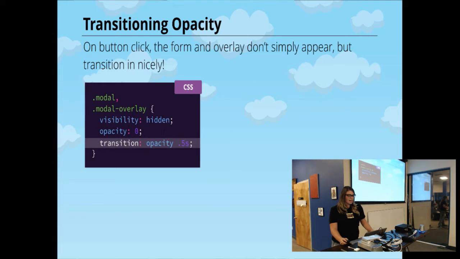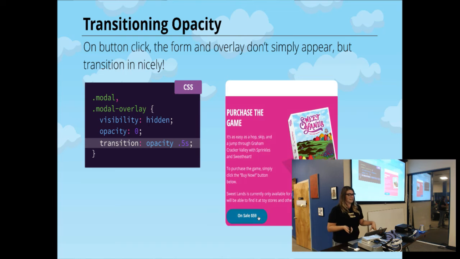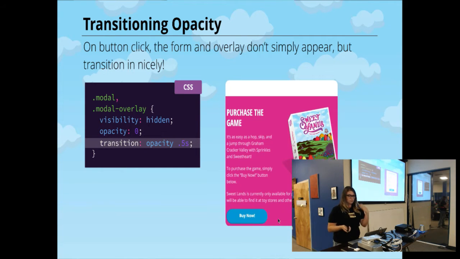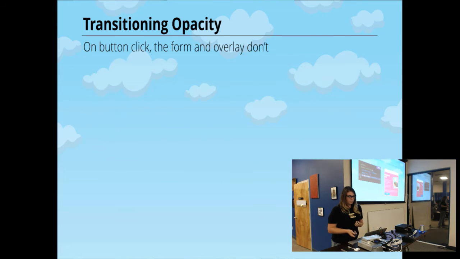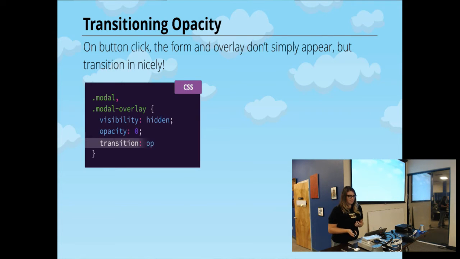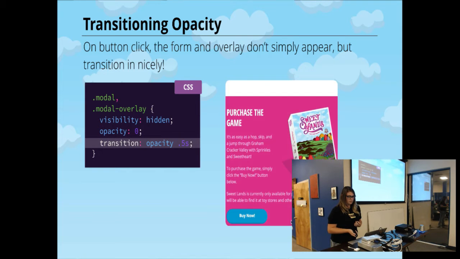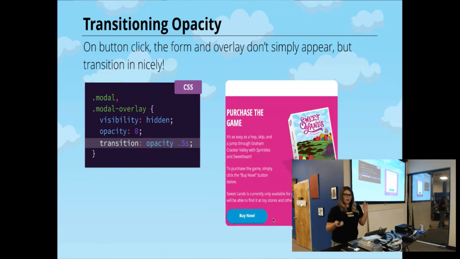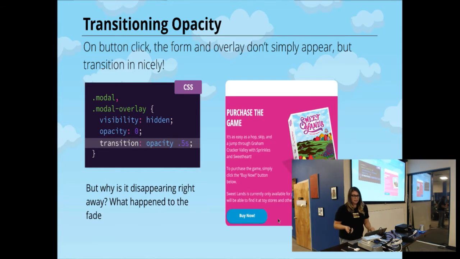So yes, on button click, our overlay, in order to transition it, all we have to say is transition opacity 0.5 seconds. That's literally it. And now on click, it will fade in. And it's super subtle again, but I'm gonna play it one more time because it's not looping. So on click, it just kind of comes in instead of popping in instantly. But did anybody notice that it disappeared right away? It didn't fade out.